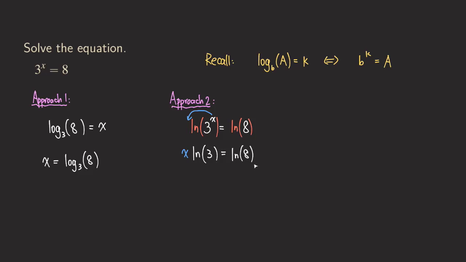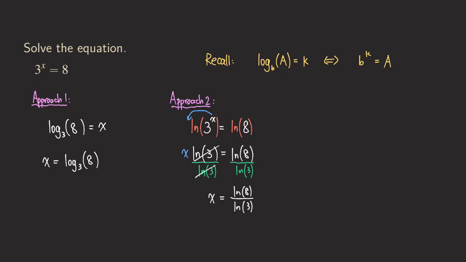Now we have this. ln of 3 is a number and ln of 8 is a number. What we can do is isolate the x. How should we isolate the x? We can simply divide both sides by ln of 3. You can see that we can cancel them, so we just get x on the left side. And what do we get here? We just get ln of 8 over ln of 3.